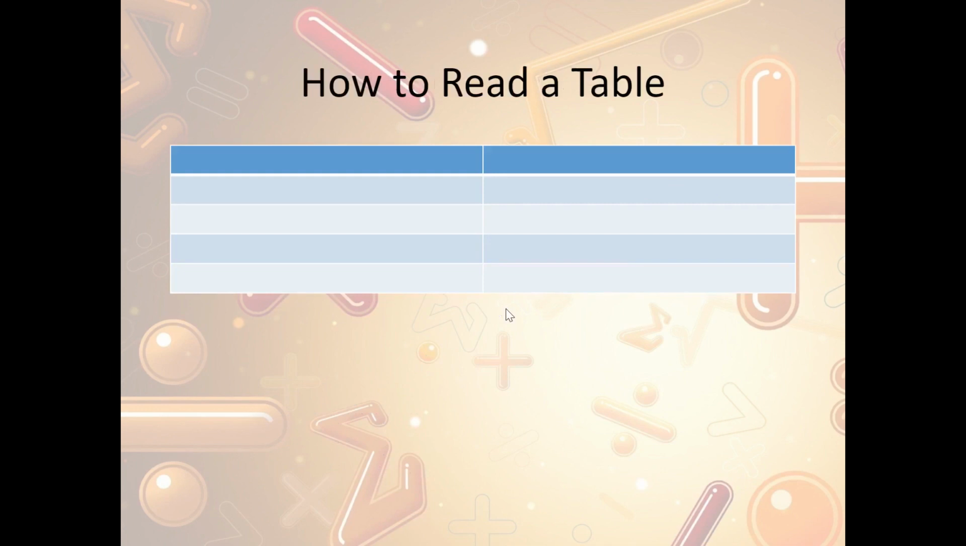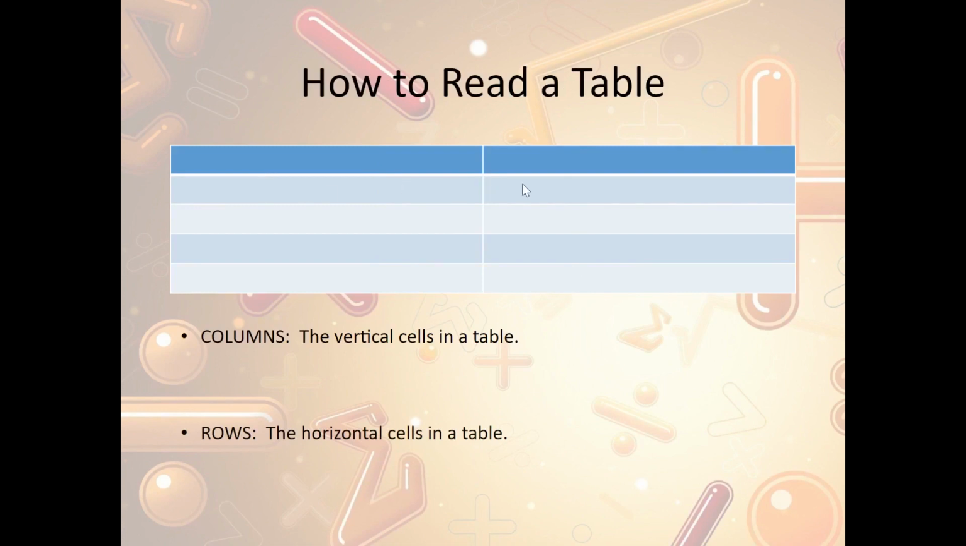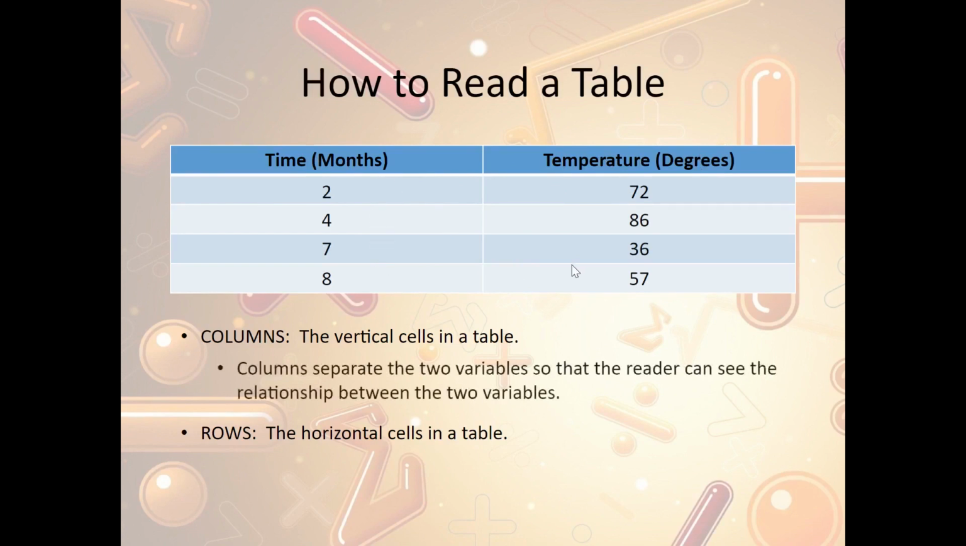How to read a table? The columns are the vertical cells in the table. So this is a column and this is a column. And then we have rows, which are the ones that go horizontally or side to side. These are our rows. We always label the columns. So in this case, we're calling this one time in months and this one temperature in degrees. And then we fill it in with the data points.